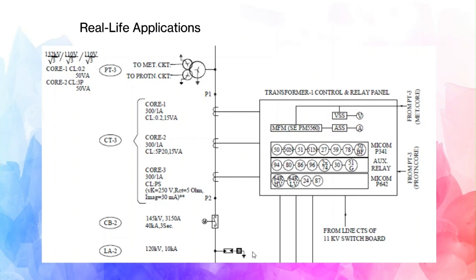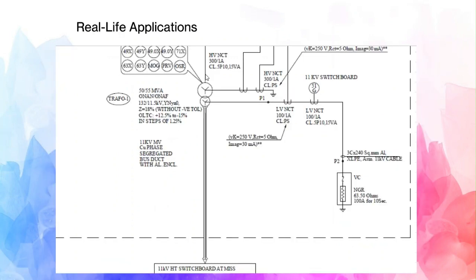This is the last LA because in a substation, when the incoming line is entering the substation, there is an LA, and when the line is entering towards the indoor substation, there is an LA. So after this LA, the line is entering the indoor part of the substation. Let us see. So the LA is just above this transformer, and after this transformer, there is a long line. This line is representing a bus duct. From this bus duct, it is entering the 11 kV HT switchboard, which is inside the building.